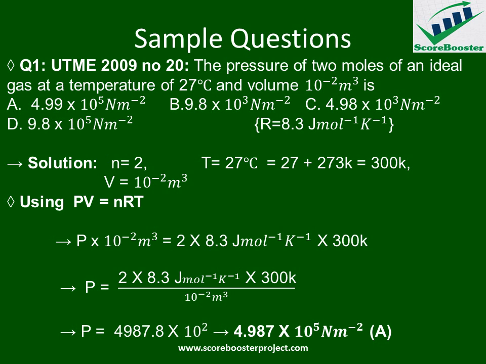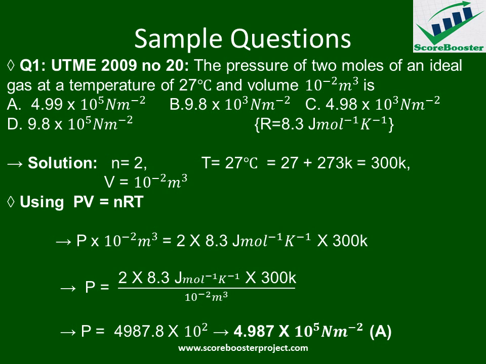Option A is given as 4.99 times 10 raised to power 5 Newton per meter square. Option B is 9.8 times 10 raised to power 3 Newton per meter square. Option C is 4.98 times 10 raised to power 3 Newton per meter square, while option D is 9.8 times 10 raised to power 5 Newton per meter square. Then we are given the gas constant R to be 8.3 joule per mole per Kelvin.